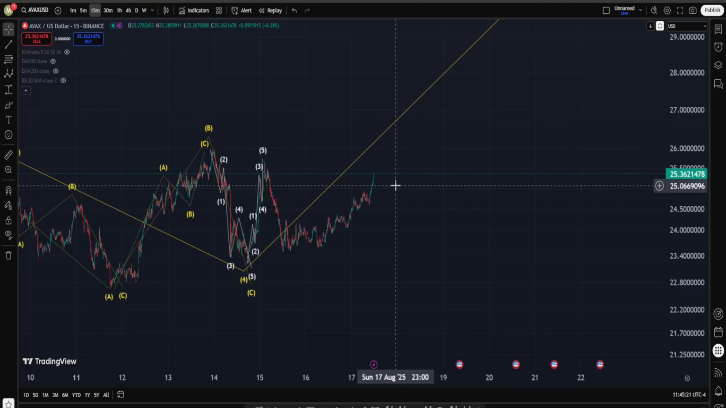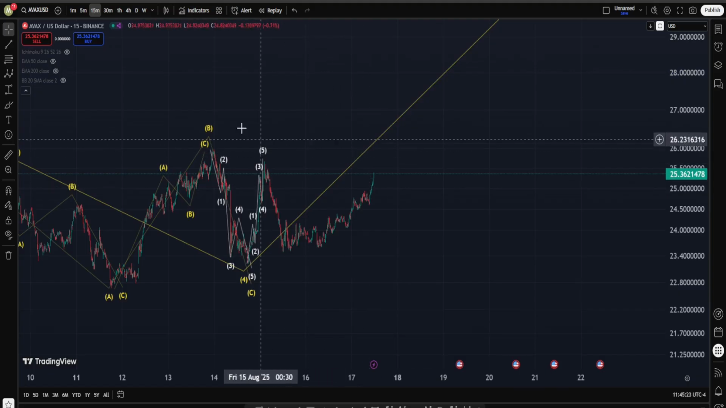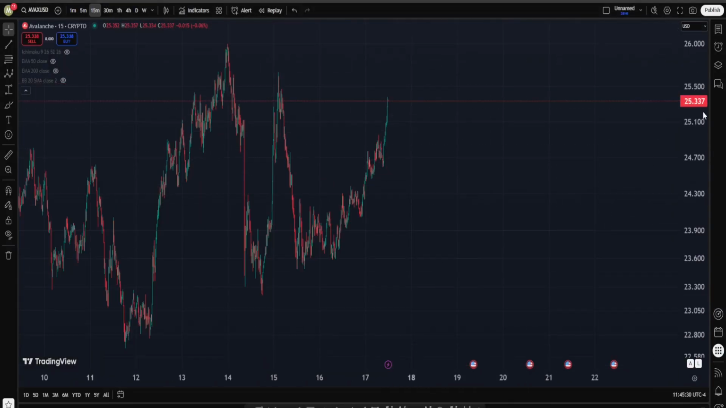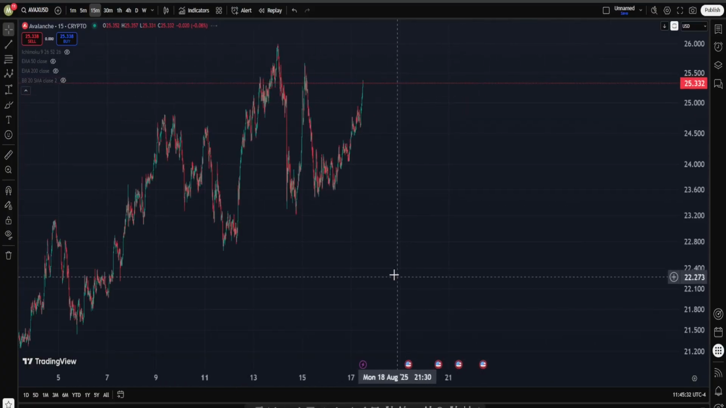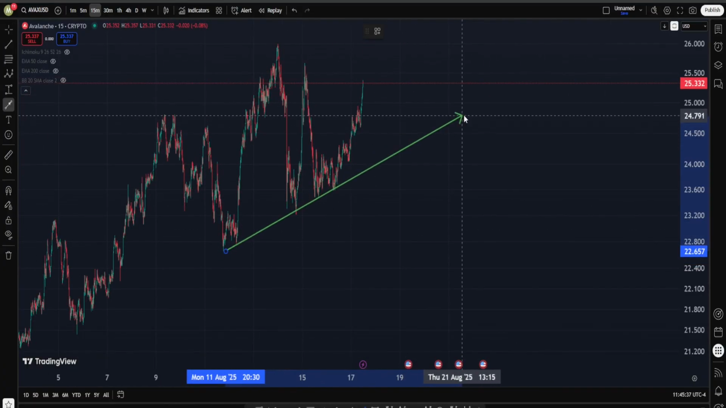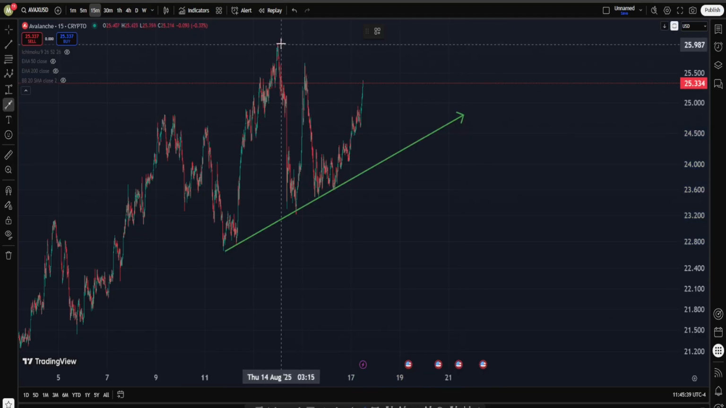Now, in terms of classic patterns, I'm not really sure if you like them, but if you do, I do think this might be a bit of a bullish triangle structure. And for example, this can be our lower line, there we go, and this can be the upper line.